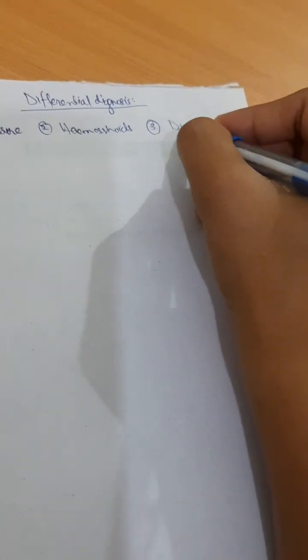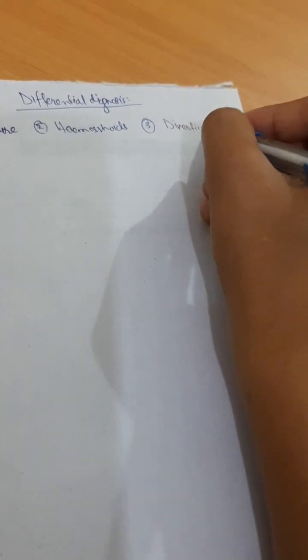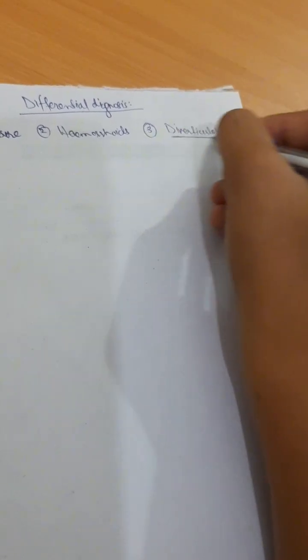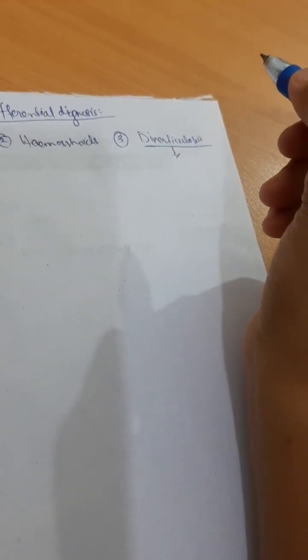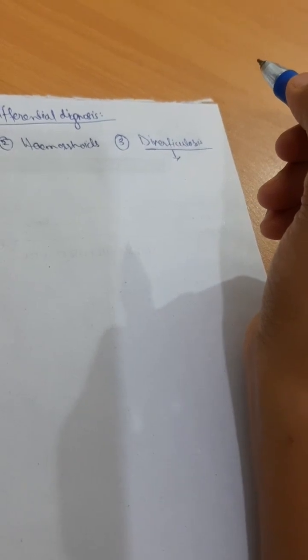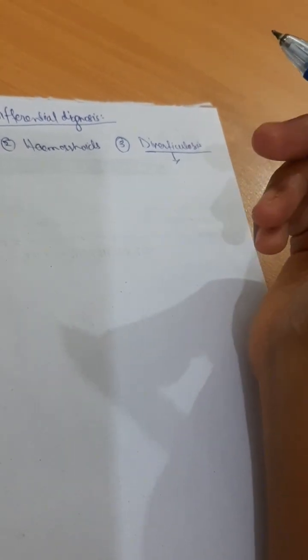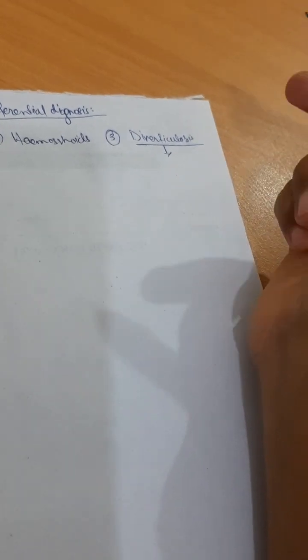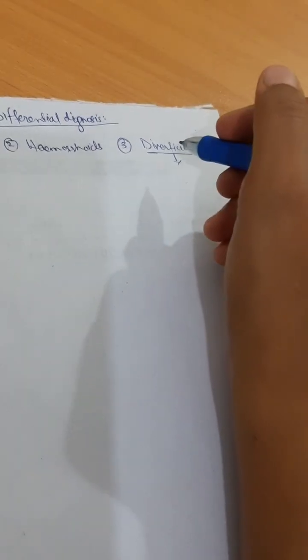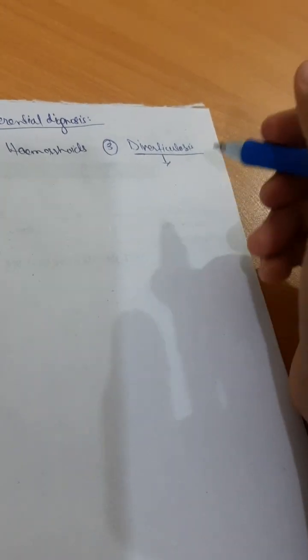Then the third differential would be diverticulosis. If a patient comes to you with diverticulosis, he or she might have a problem with constipation and bleeding per rectum for a long time, and the patient is usually an elderly patient.